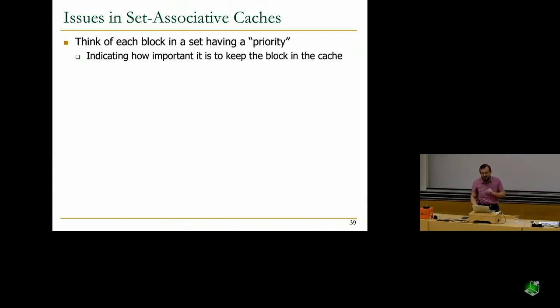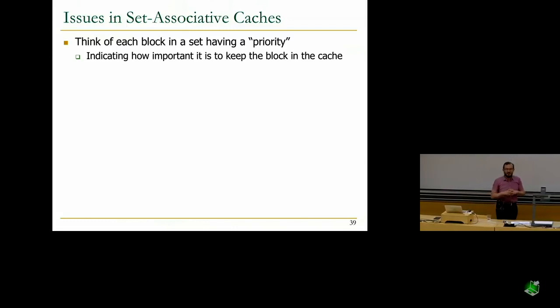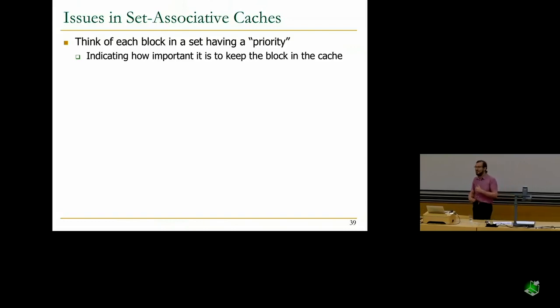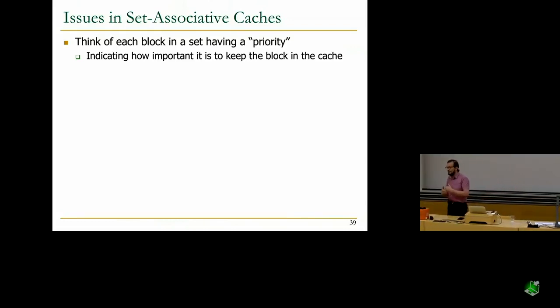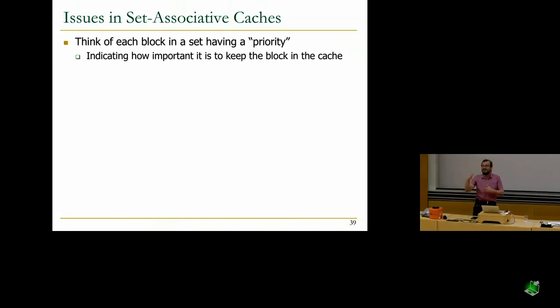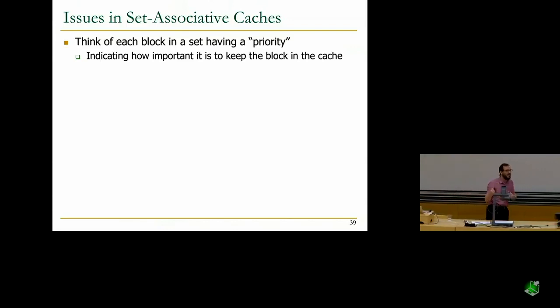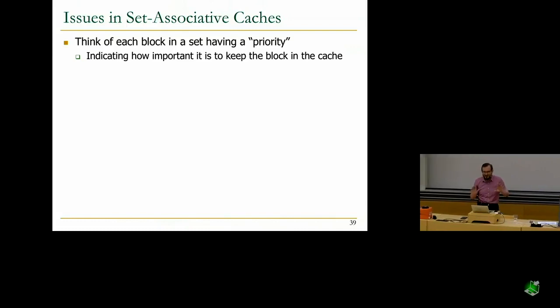How important is it to keep the block in the cache? Or you can think of this as an indication of how likely this block is going to be referenced earliest in the future. Ideally, the block that you're going to reference first in the future should have the highest priority, right? Which means that you should not kick it out. You should do as much as possible to keep it in the cache. This is assuming, again, latency is the most important thing.